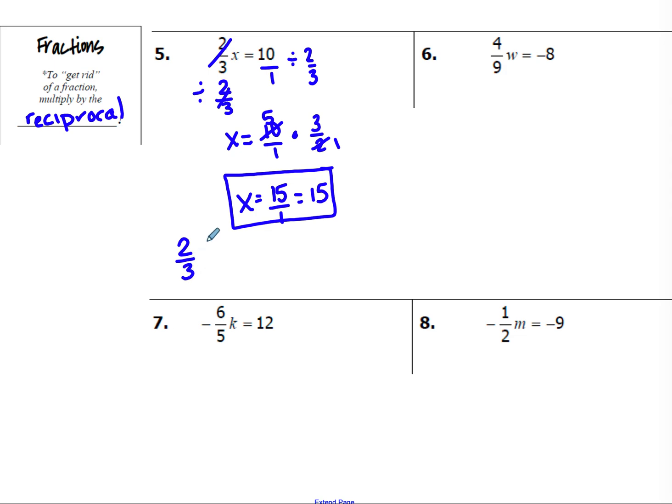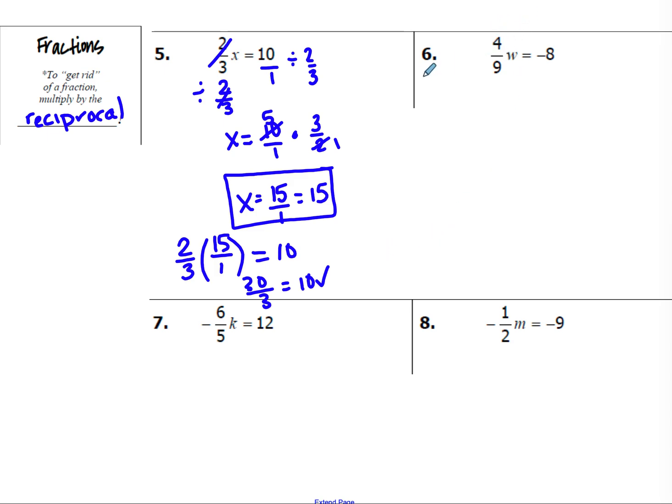2/3 times x, I'm going to write as 15/1 since I know I have to multiply with my fractions, equals 10. Now you can't just write that and write a check mark and say, yep, that's good. You actually have to show the work. 2 times 15 is 30. 3 times 1 is 3. 30/3 equals 10. Yes, 30 divided by 3 is 10, so that's correct.